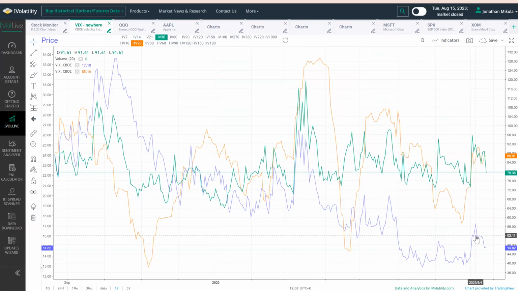So what I do when I pull this up, within 30 seconds or less, I can instantly get a gauge for what the market's doing. So I see that the spot price of the VIX is going lower. At the same time, implied volatility is going lower. So what this means is options prices on the VIX are going to be very cheap.